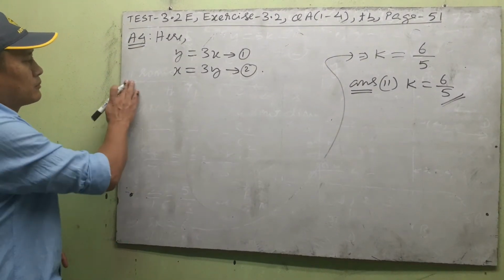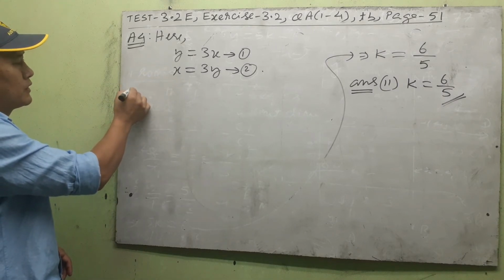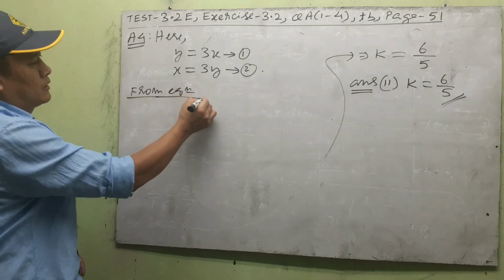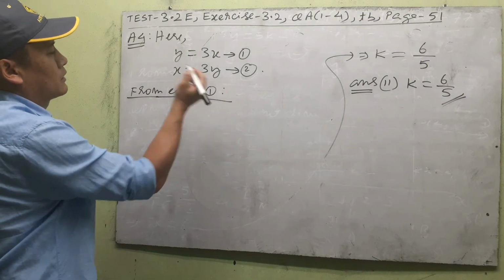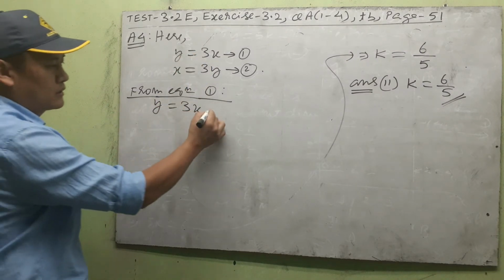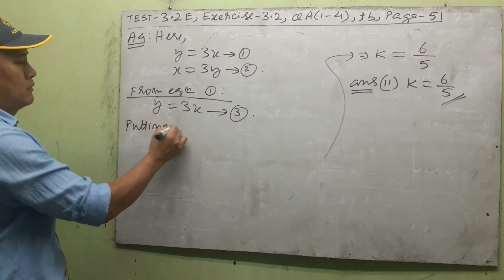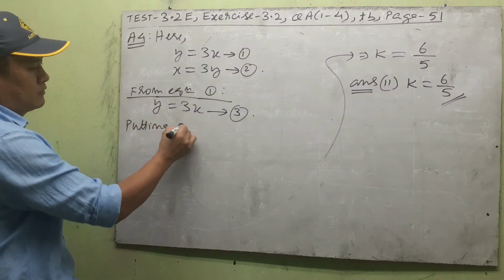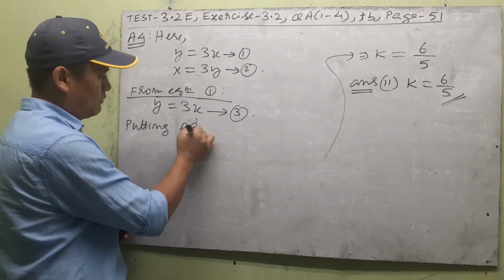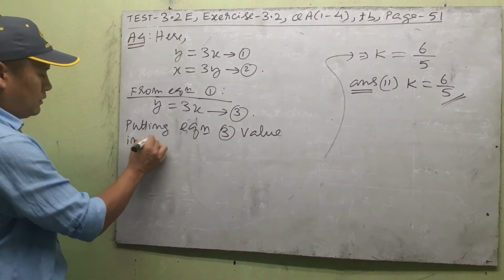We can do that by solving by the algebraic method also. So let's do substitution or elimination, maybe substitution. So from equation 1 or 2, you can take 1, let us say. We have y is equal to 3x. Same thing, already arranged with y alone, so you can use that if you want. Equation 3. So putting equation 3 value, substitution I'm doing, in the equation.